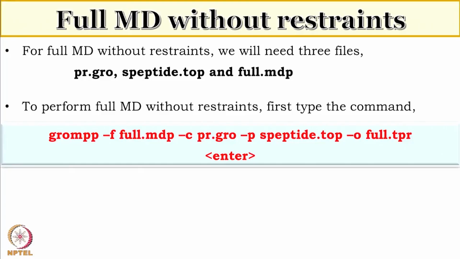Then -c pr.gro, which is my position restraint GRO file. Then -p s-peptide.top, which is the topology file, and -o, which is my output file, full.tpr. This is my output file.